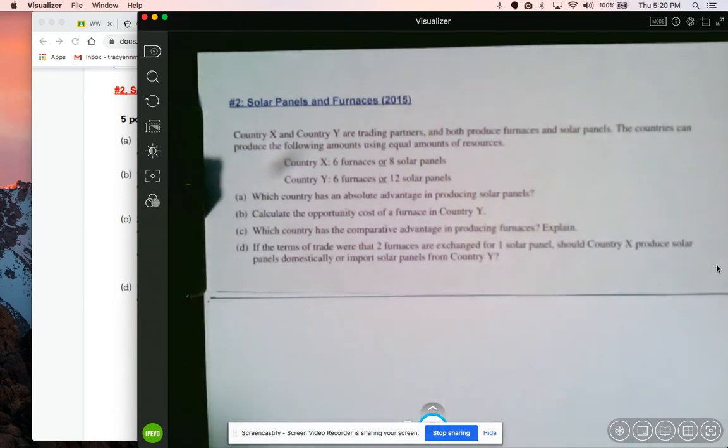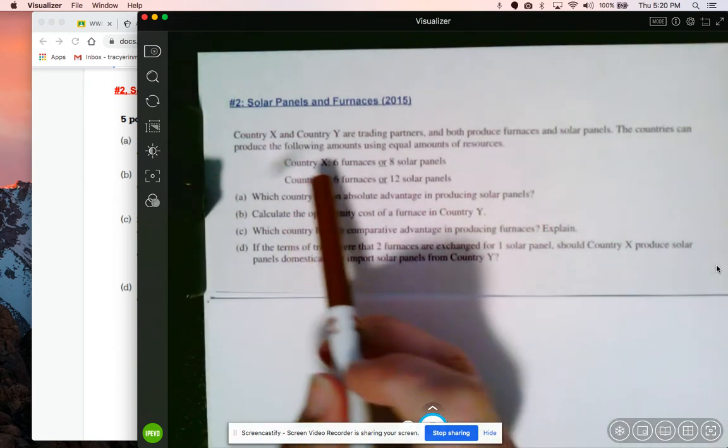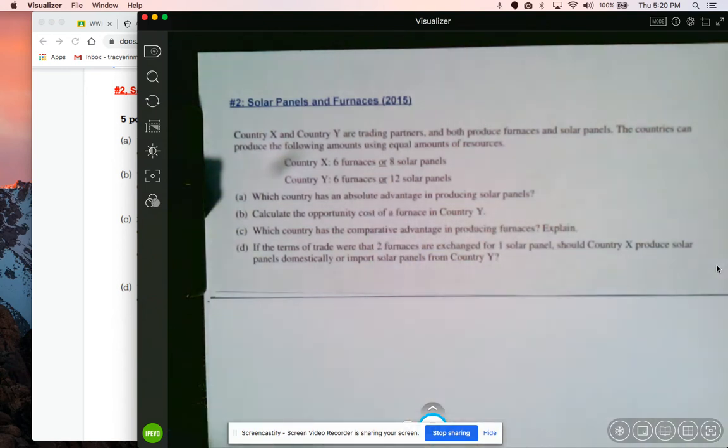So this would be a production possibilities curve that's flat because you're using an equal amount of resources for the goods. Okay, so country X makes 6 furnaces or 8 solar panels. Country Y makes 6 furnaces or 12 solar panels.